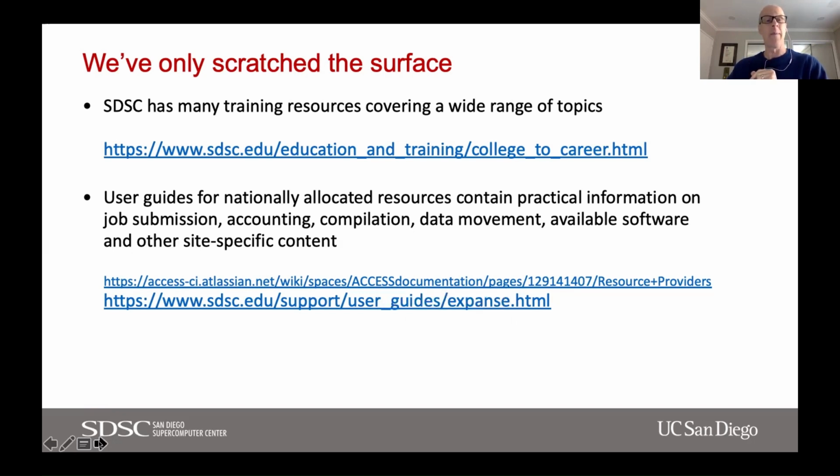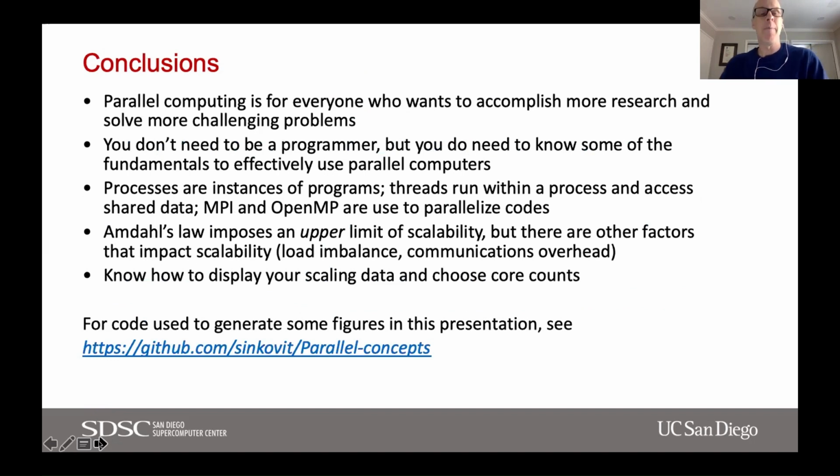resource providers. So to wrap up, parallel computing is for anyone who wants to accomplish more research and solve more challenging problems. You don't need to be a programmer, but you do need to know some of the fundamentals to effectively use parallel computers.